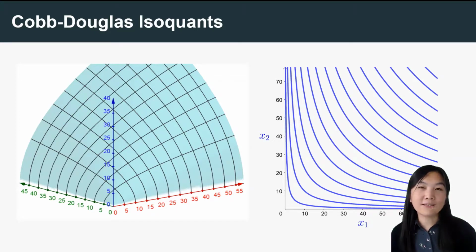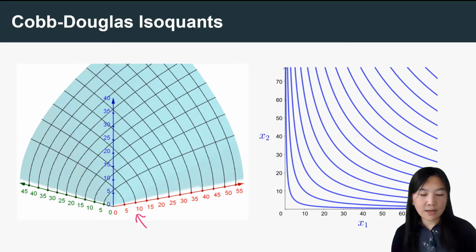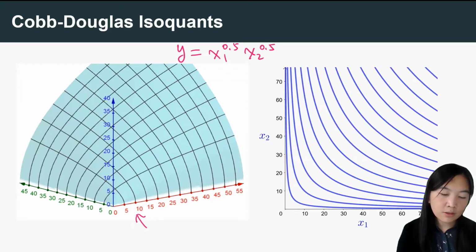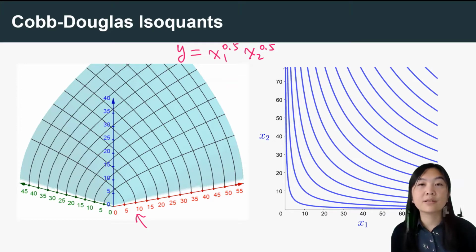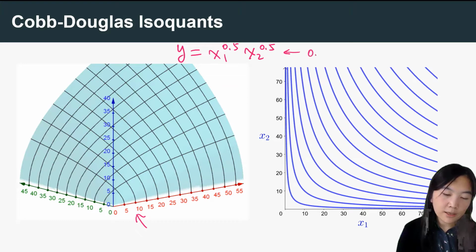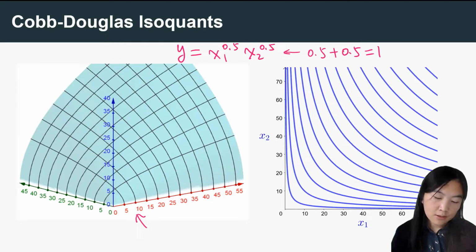So on the left is the production surface, and this one is actually a very special Cobb-Douglas function, where y is equal to x1 to the power of 0.5 and x2 to the power of 0.5. So immediately you will be able to tell that 0.5 plus 0.5 is equal to 1. So the elasticity of scale is equal to 1, and we are having a constant return to scale.